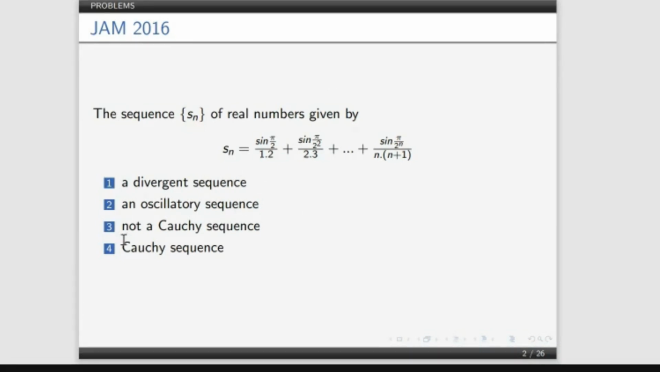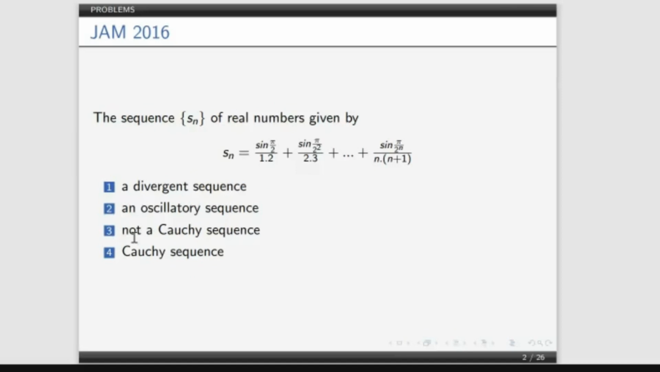Option 4. Okay. Two of you have said it is Cauchy in nature, that is, it is convergent. Any other answers? Cauchy sequence. It converges at 0. Okay, we are not bothered about which value it converges to. We just need whether it is convergent or not. So you're saying that it is convergent, right? Convergent, then it is Cauchy. Okay. Any other answers?